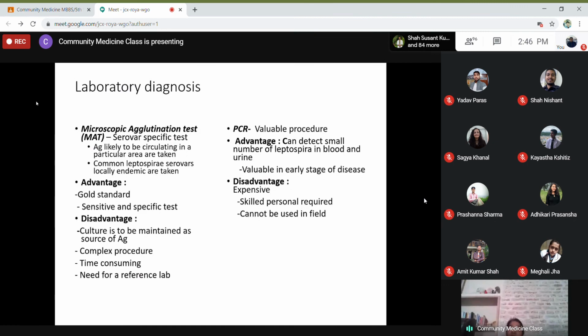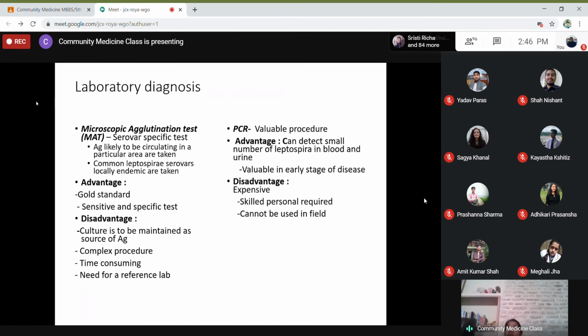Now, PCR is another valuable procedure, your polymerase chain reaction. The advantage of PCR is that it can detect even a small number of leptospira in blood and urine, because it magnifies the reaction. It can take even a small amount of DNA or RNA, and if it is present, it just magnifies it. So it is very useful, especially when you have only a few counts. But again, the disadvantage of PCR is that it is expensive.